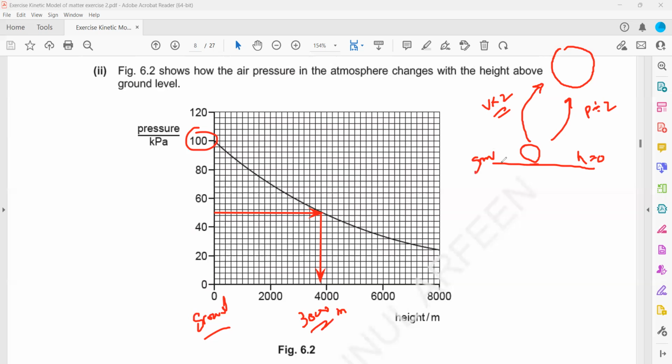So what happened is a balloon was released from the ground, where the pressure was 100 kilopascal. At what height will the balloon volume become double? If the volume becomes double, the pressure will be half. So 100 becomes 50. How much has the height changed? It was on the ground and now it is at 3,800 meter above the ground.